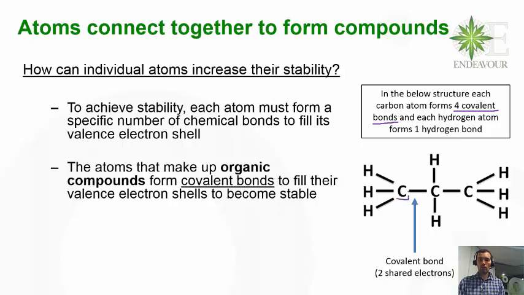So if we look at this carbon atom here, we've got 1 bond to 1 hydrogen here, bond number 2 to another hydrogen, 3 to a third hydrogen, and the 4th bond is actually to another carbon. So you could do this for every single atom in the compound, and it would come out as the right number of bonds to fill the valence electron shells, with each carbon having 4 bonds and the hydrogens each having 1.